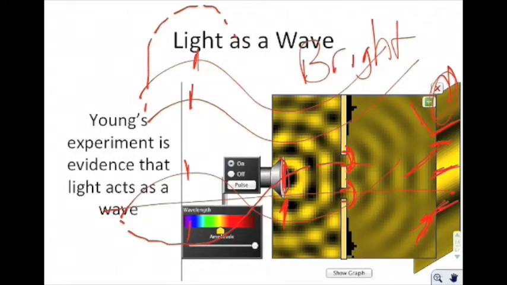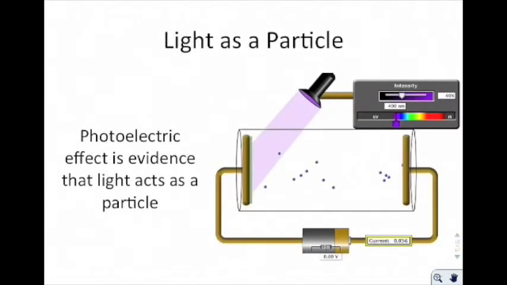So this is Young's experiment. It proved, or gave evidence, it supported the idea that light was a wave. So light was generally considered a wave until the photoelectric effect experiment. Now this is an experiment that stumped scientists for a long time, and actually Albert Einstein in 1905 was the one who explained this phenomenon.